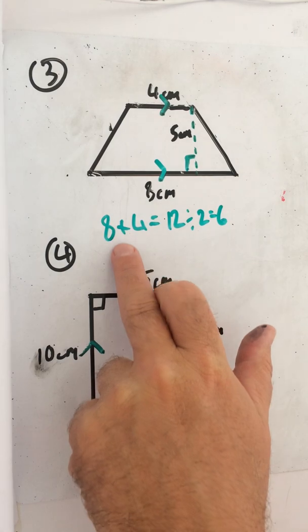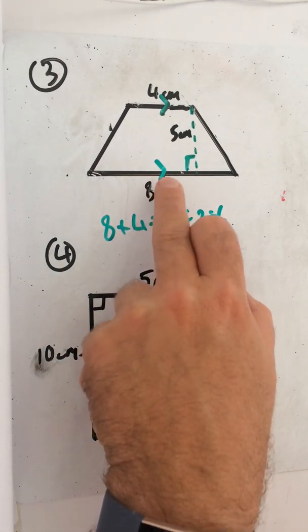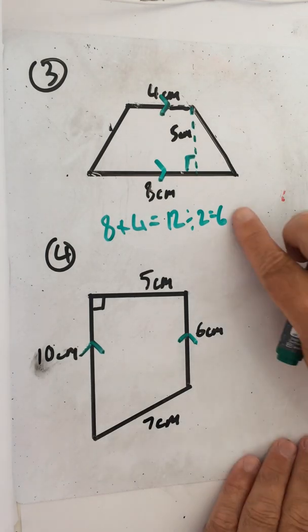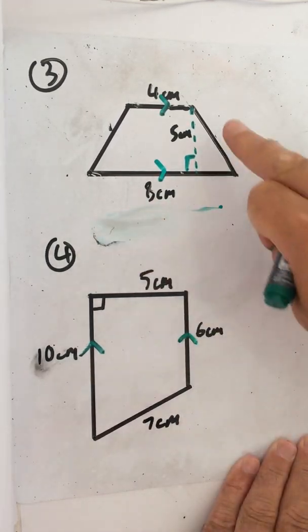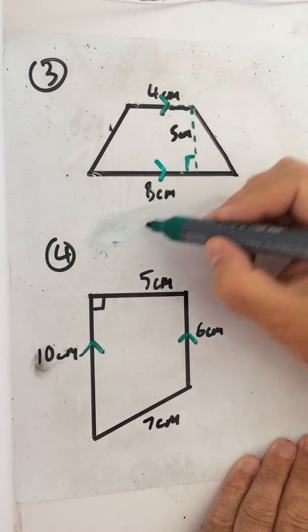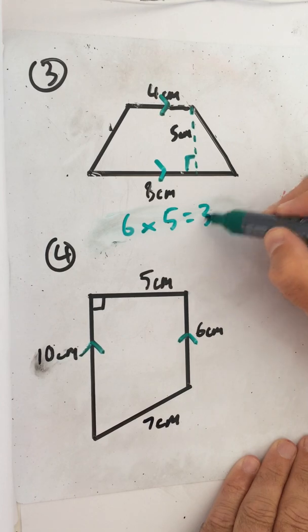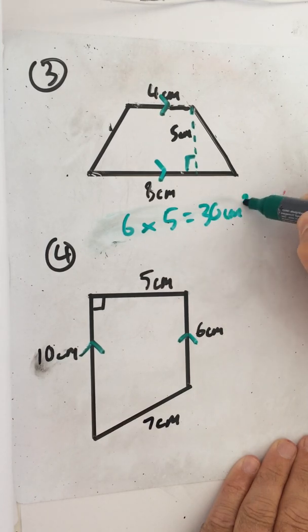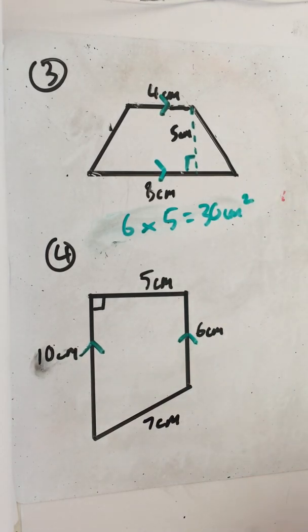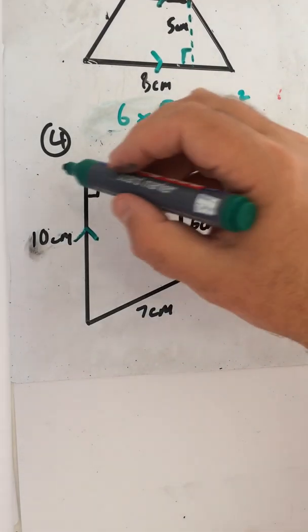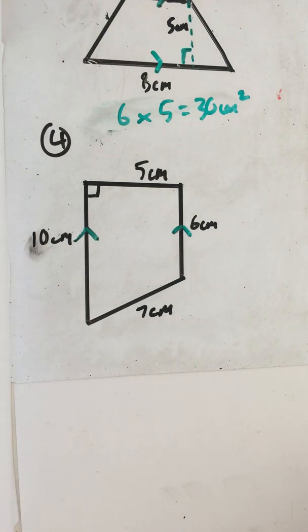So I like to think of it like that, okay? I find the mean of the parallel sides, and then I times that by the height. So once I found the mean of those two, which is 6, I times that by the height, and that gives me 30 centimeters squared. Could you please have a go at question number 4 there, and pause the video while you do that, and then we'll very quickly go over it.